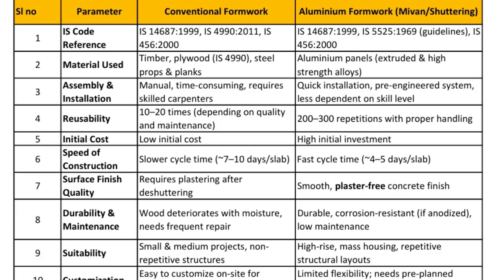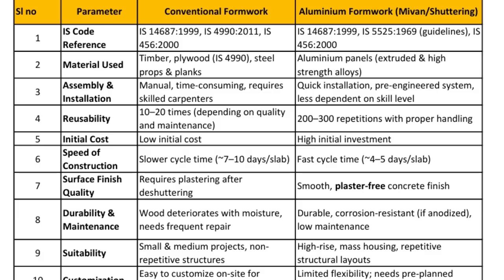Now there is the cost involved. So what is the cost involved in these two? In the conventional formwork, the cost is a low initial cost. But on the other hand, aluminium formwork is a high initial investment. But despite the high initial cost, its reuse value is more.